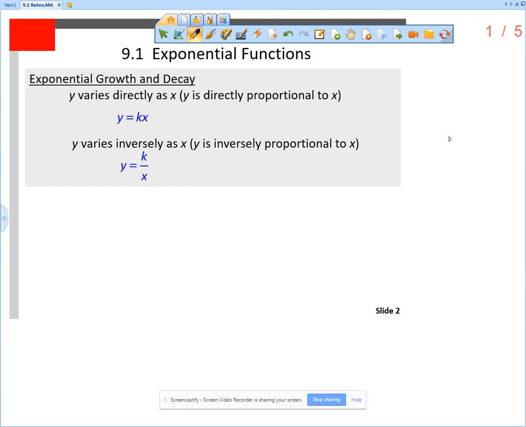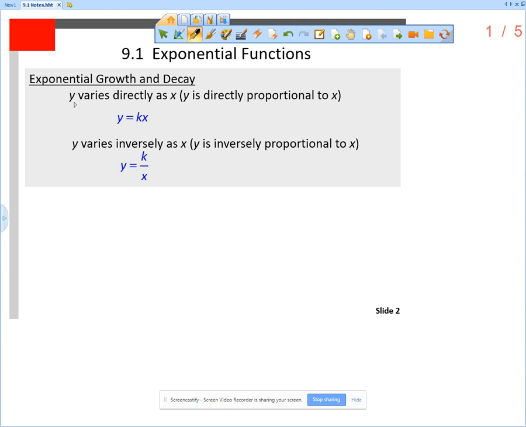All right, so the section 9.1 notes are involving exponential functions. So we're talking about exponential growth and decay situations. Now, this is really a pre-calc topic, but you'll see in a few moments why we need to talk about it in calculus. All right, so there's a couple statements that we want to make sure we understand.